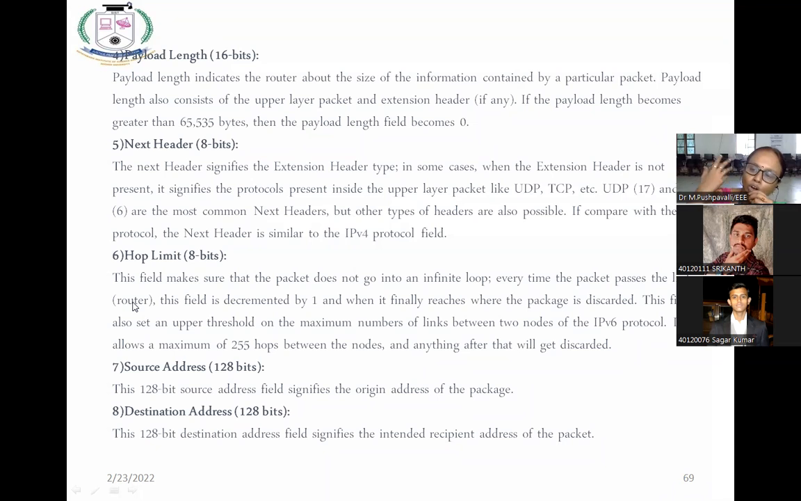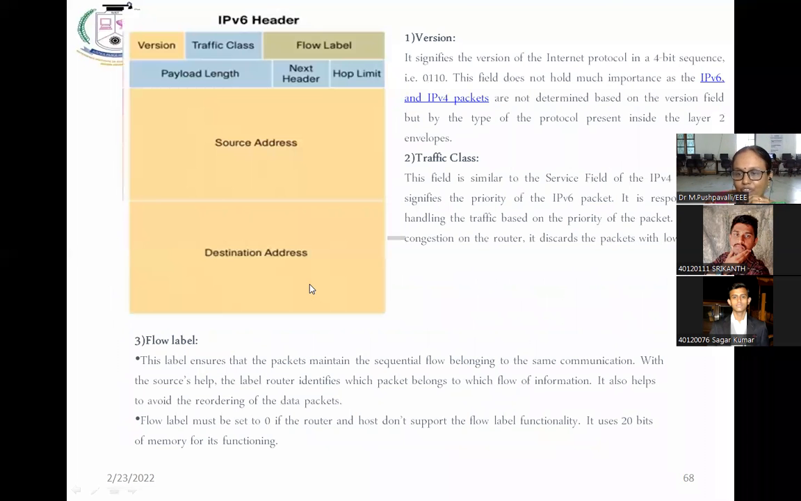Apart from that, if more hops come, it will automatically be discarded. And source address 128-bit and destination 128-bit. So you all understand that when you compare my IPv4 header and IPv6 header, version is also there. Instead of traffic, we have seen that there are also low delay, throughput, reliability and all; that will all be in the traffic.